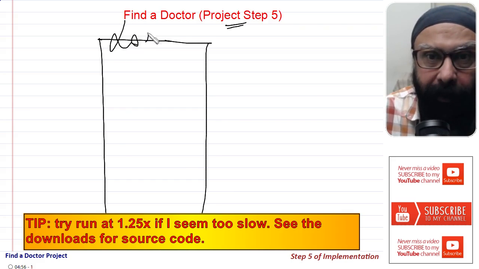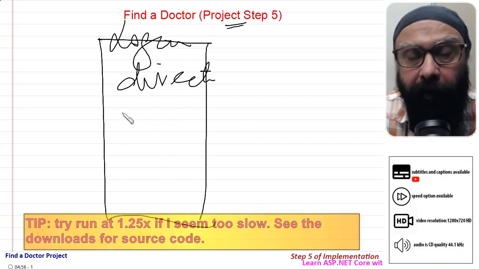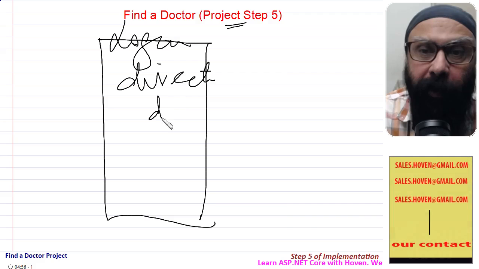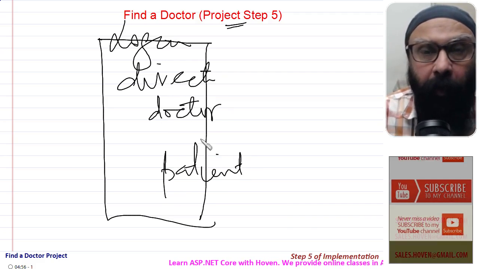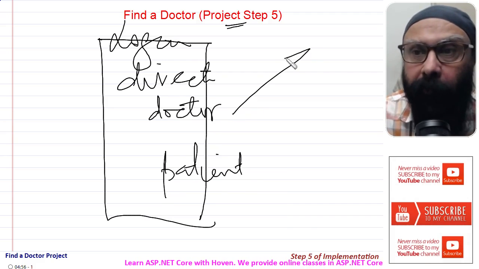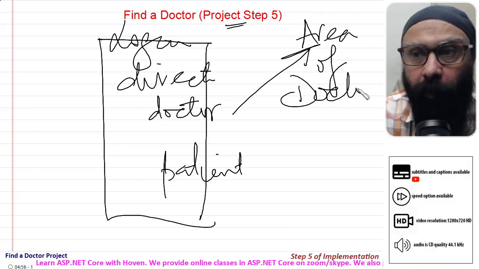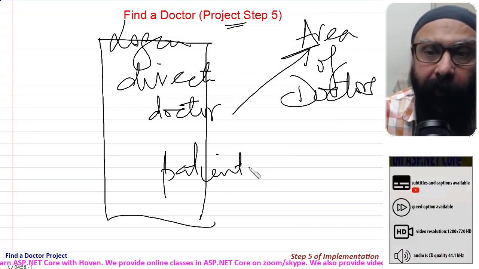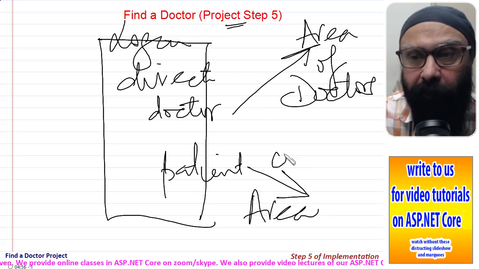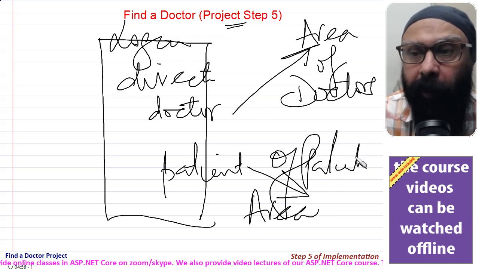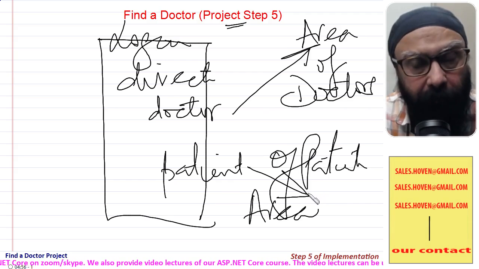The login direction. When a user logs in, he is either a doctor or a patient. So if a doctor logs in, we will redirect him to the area of doctors, to the home page created there. If a patient logs in, he will be redirected to the area of patients, and he will be able to see the home page of his patient's area.